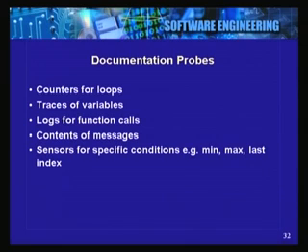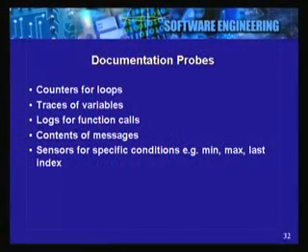So, you could have different documentation probes such as counters for loops, traces of variables, how variables change their values, logs for different function calls, how functions are called, what is the sequence in which they are called, then contents of messages. If you are having message passing, say message passing between processes, objects, we are going to look at what are the contents of messages that you are passing on. Then there could be sensors for specific conditions. For example, when minimum is reached or maximum is reached, last index is reached, and so on. So, these are different documentation probes which can be inserted into the program.